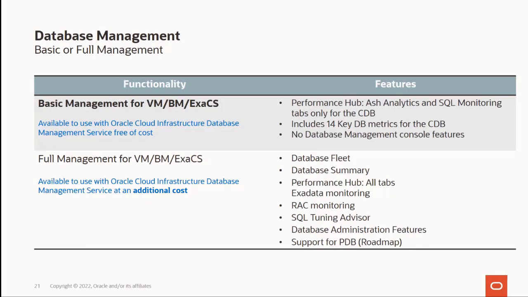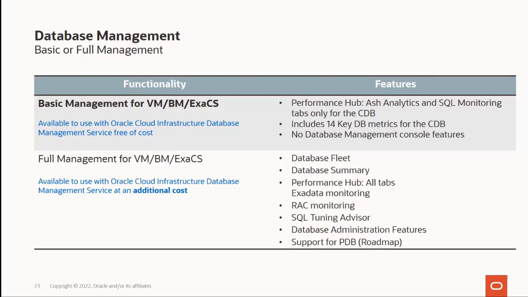You get Performance Hub that we discussed earlier, and the features within Performance Hub like ASH Analytics and SQL Monitoring. And these are the two tabs that you would get. You could still do monitoring and observability in the context of a CDB or a container database. It includes 14 key database metrics for the container database. And there are no database management console features, like you don't get the fleet view, you don't get the database summary view. And if you're working in the context of an Exadata system, you won't get the Exadata monitoring.